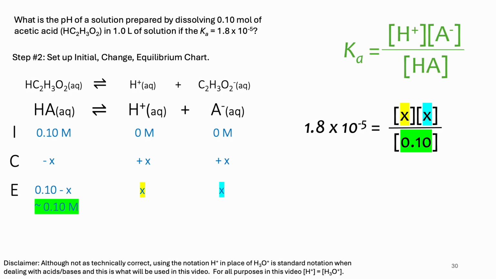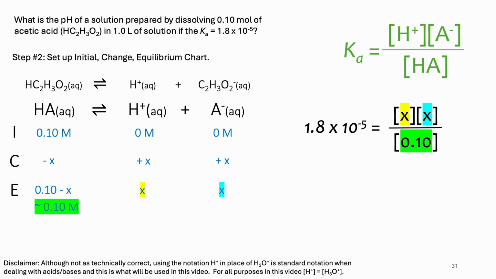Okay, in this scenario, we have the value of Ka, and we have some equilibrium concentrations for all of our reactants and products, even though they're still in terms of X. But because of this approximation that we were able to make, where the concentration of our weak acid is decreasing by such a small amount that the equilibrium concentration is still effectively the same, 0.1 molar, that is going to simplify our math quite a bit.